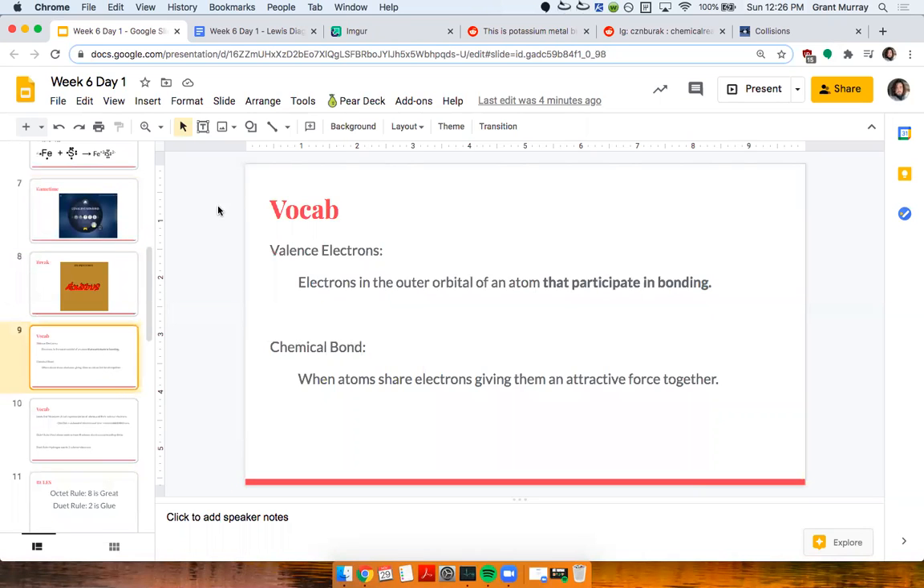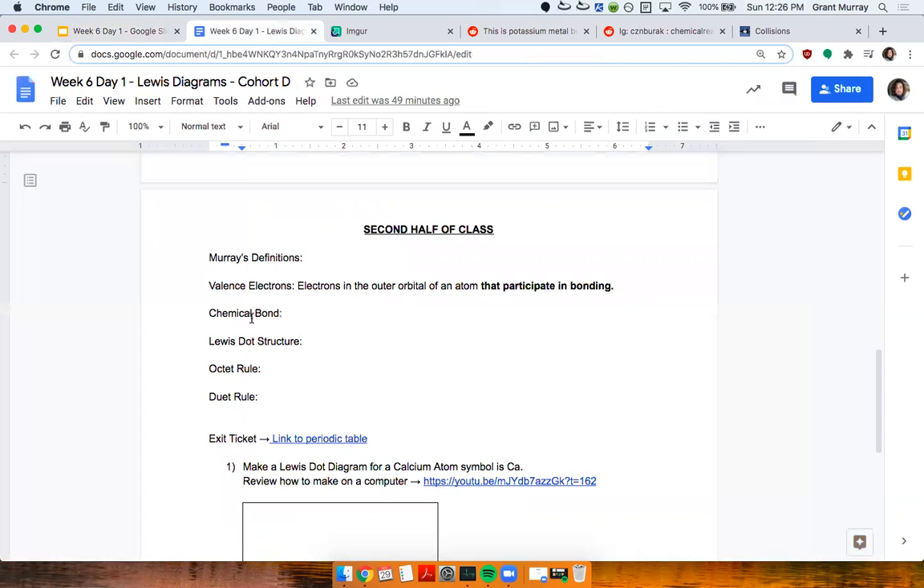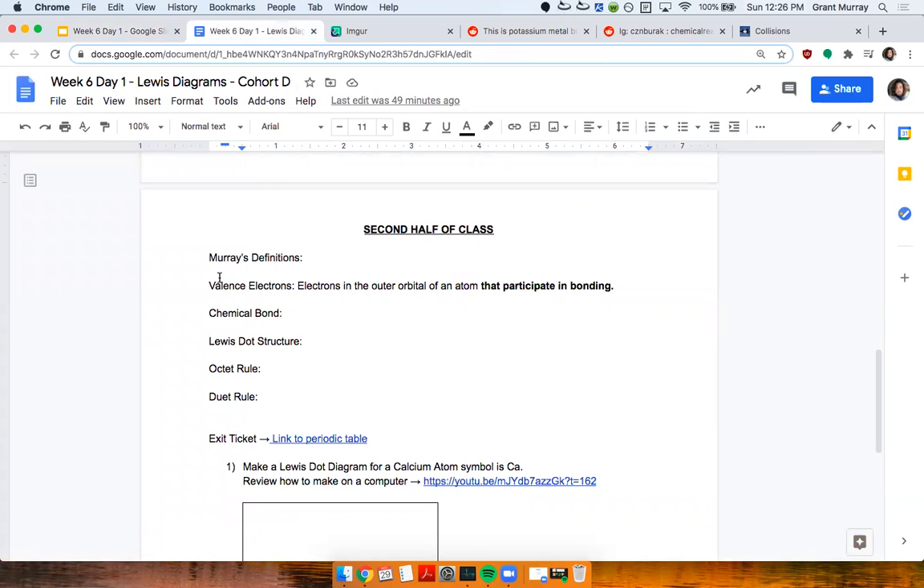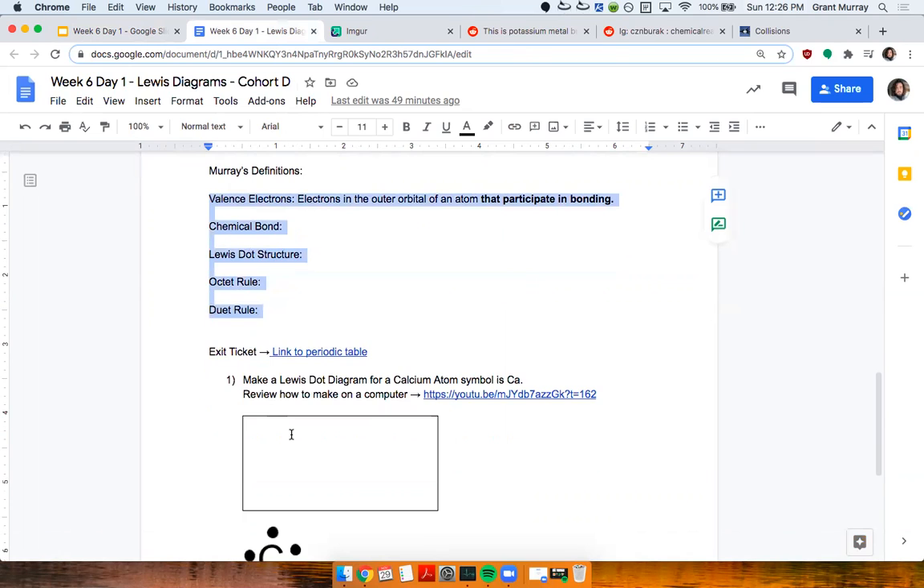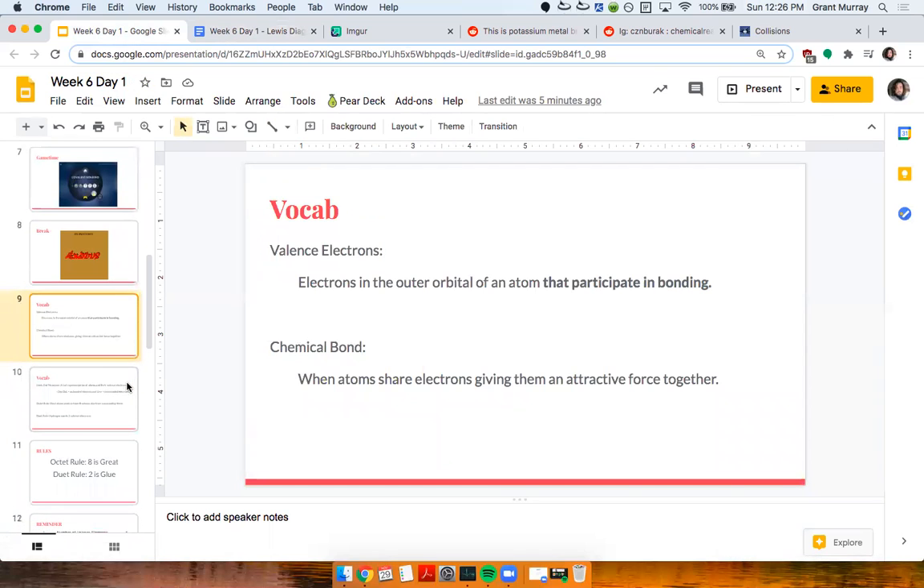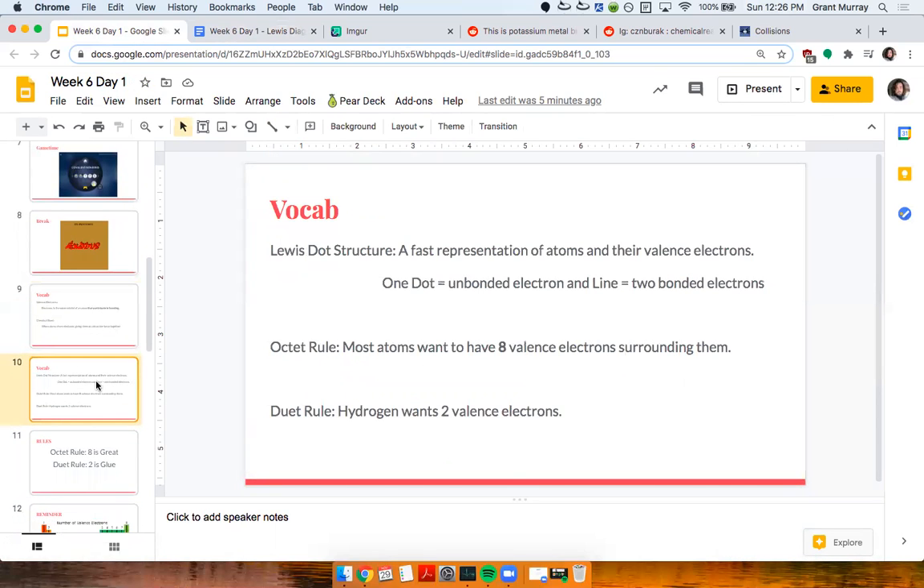You've got some time to pause and take down some vocabulary. You've got valence electrons, chemical bond, Lewis dot structure, octet, duet rule. You've got here a chance to pause and get these down. You need to have this down in order for me to look at your exit ticket. If I see bunches of blanks here, I'm just going to return this to you and say, hey, you left this all blank. I'm not going to look at your exit ticket until you fill out your notes. So we've got a vocab section here, a vocab section here. You can pause the video and get these down.